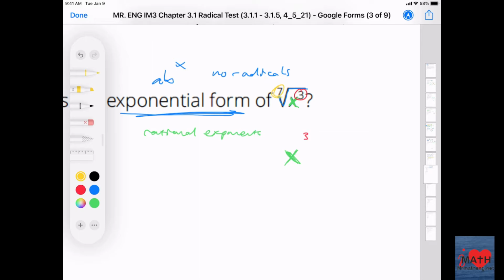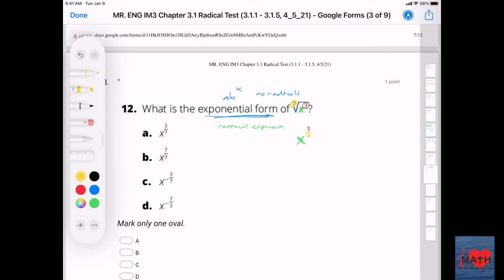And the yellow part is the index, or the root, which becomes its denominator, the bottom part of the fraction. And there's only one of those, which is A. Now, you don't do anything like flipping. That would be wrong. And there's no negative exponents. So the correct answer for number 12 is A.